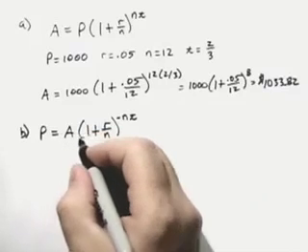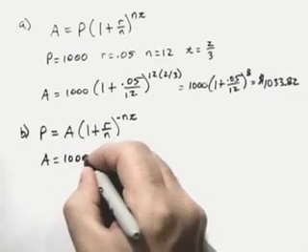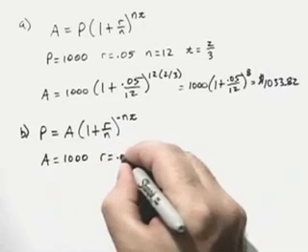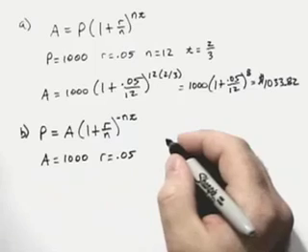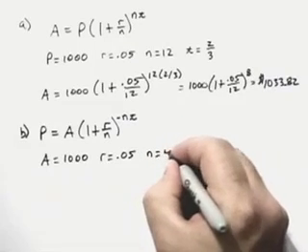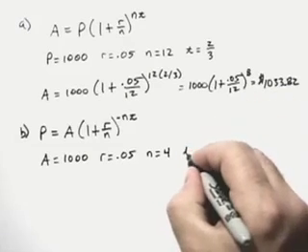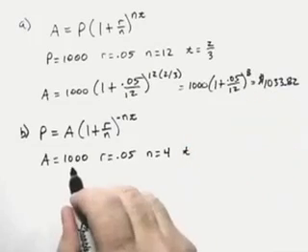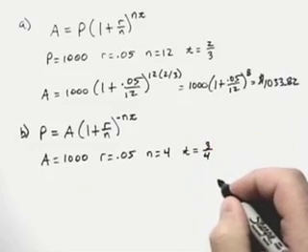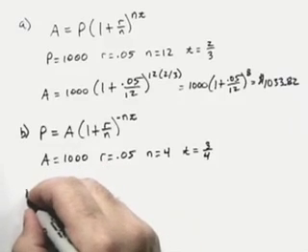We want to have $1,000, so A, our future amount, is 1,000. The interest rate was 5%, so R is 0.05. We compound quarterly, so N is 4 times per year. And we want the $1,000 after 9 months, which is 3/4 of a year, so T is equal to 3/4. Plug these values into our formula.